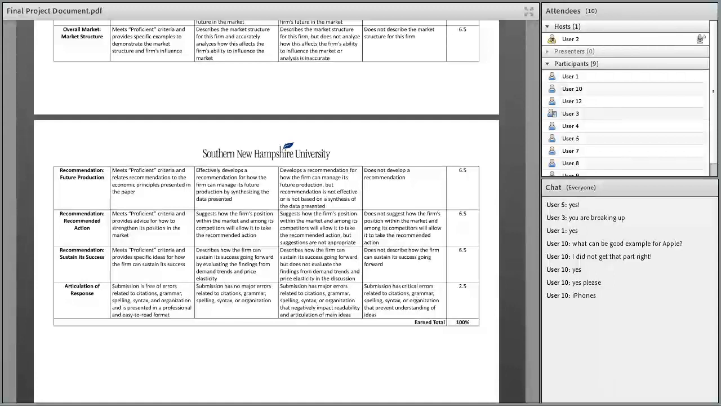How can it sustain its success? Again, provide specific ideas. To be exemplary in the recommendations, you just need to be more specific, and you need to apply the economic principles you've learned.